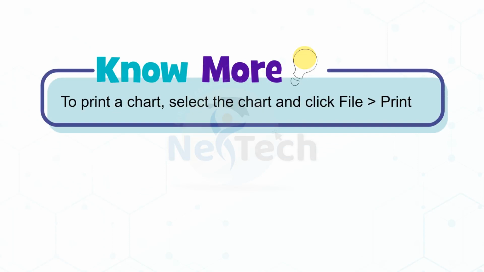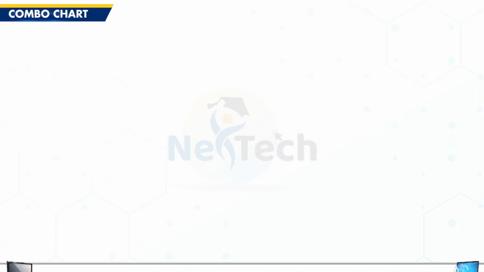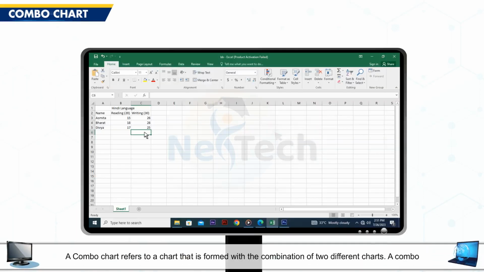To print a chart, select the chart and click File. Combo chart. A combo chart refers to a chart that is formed with the combination of two different charts. A combo chart is created with multiple value axes. The most common example of a combo chart is the combination of a line and a column chart.